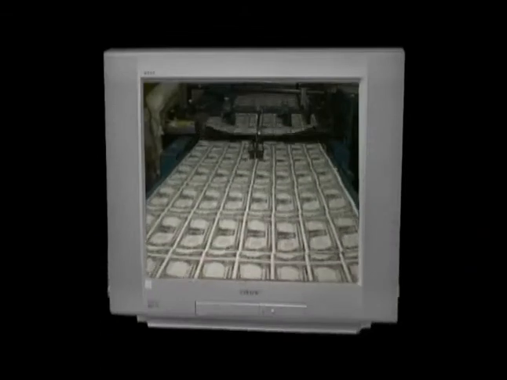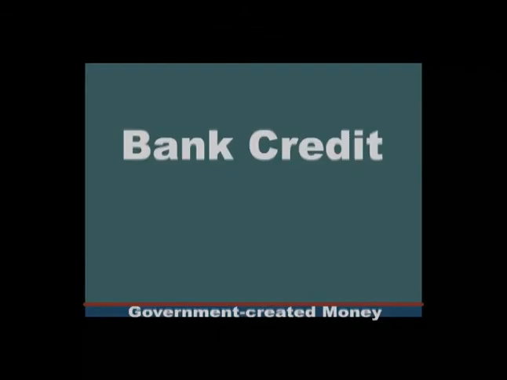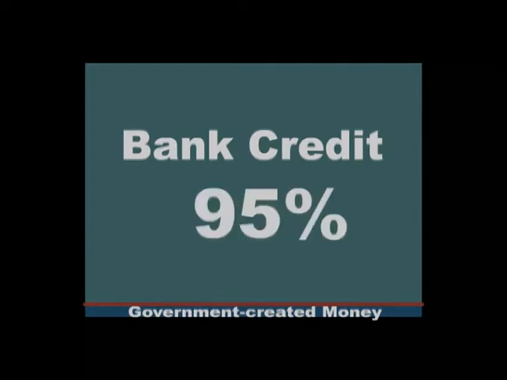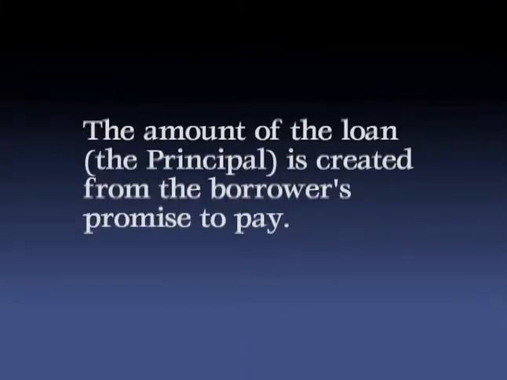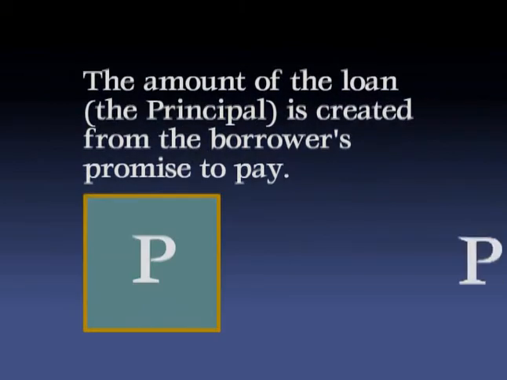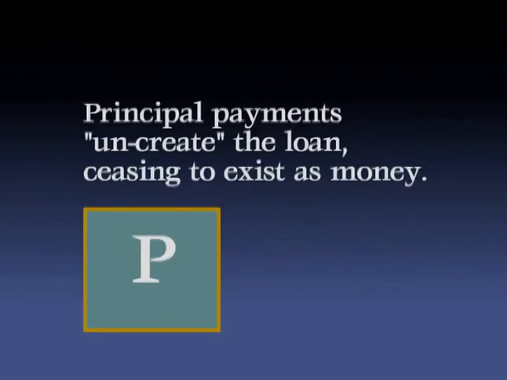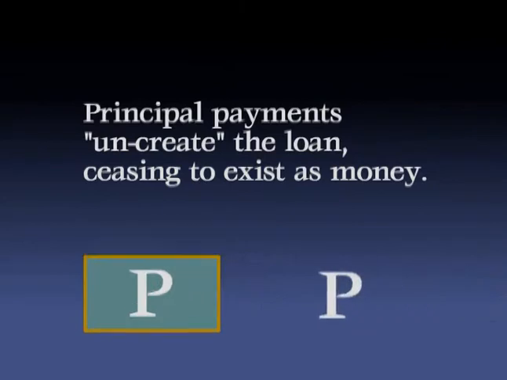Despite the endlessly presented mint footage, government-created money typically accounts for less than 5% of the money in circulation. More than 95% of all money in existence today was created by someone signing a pledge of indebtedness to a bank. What's more, this bank credit money is being created and destroyed in huge amounts every day, as new loans are made and old ones repaid.